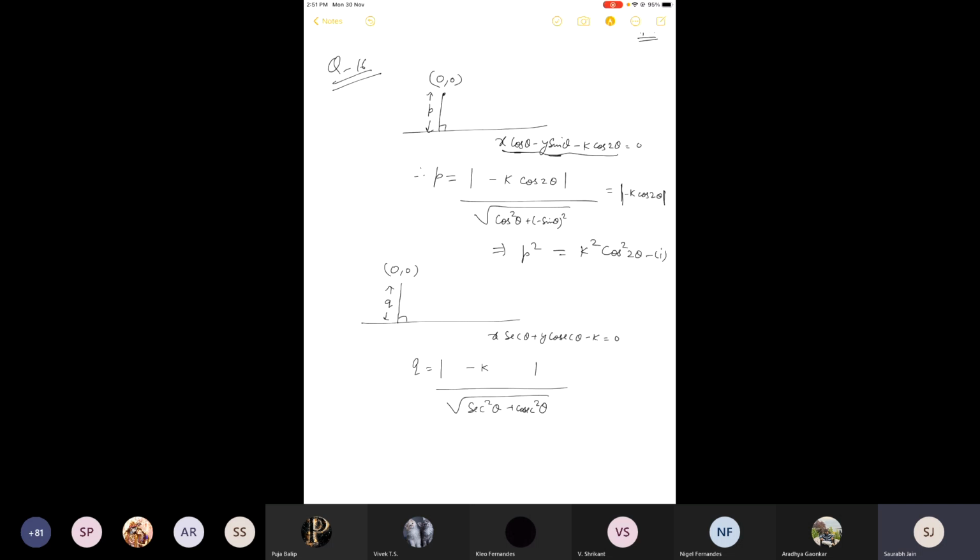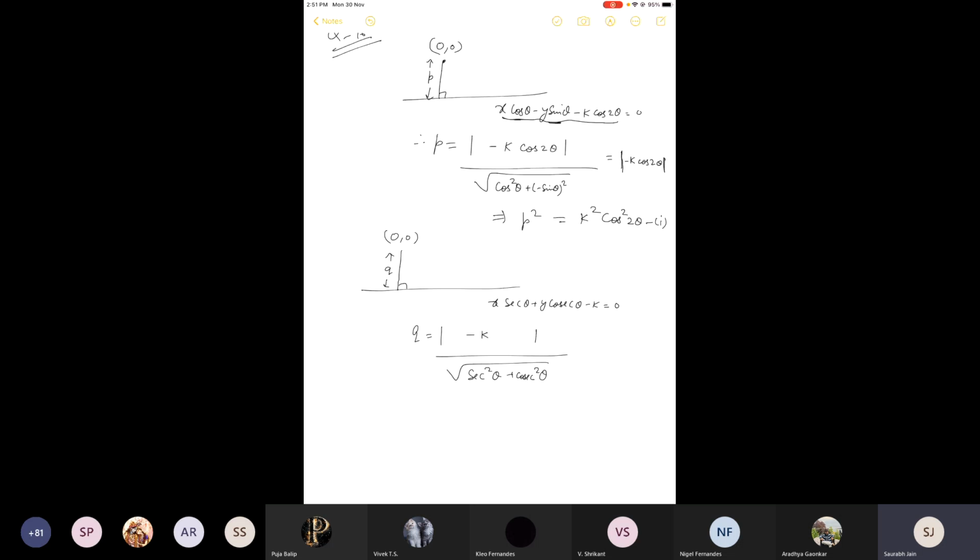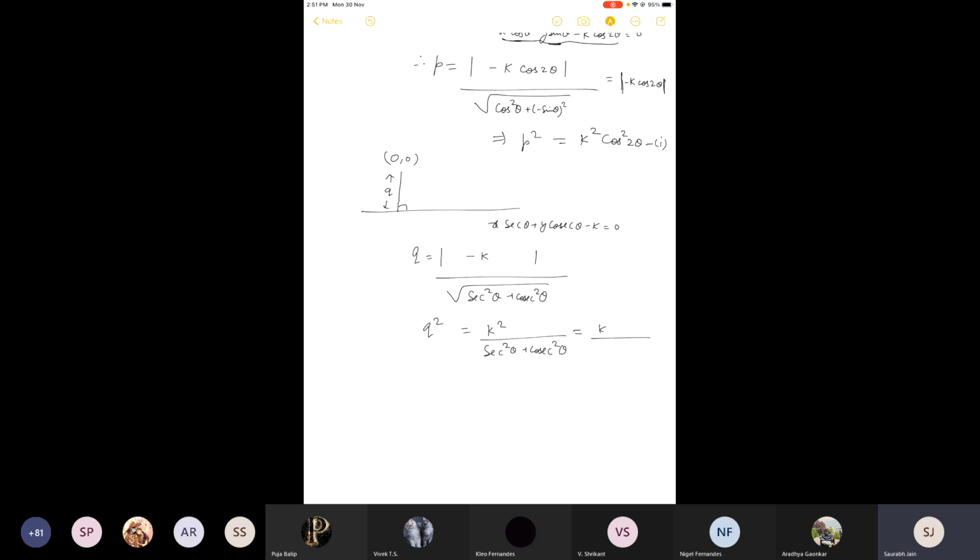Now if you look in the question, it is p square plus 4q square. So you square this first. This is k square upon sec square plus cosec square. You simplify this term, change it in sin and cos. 1 by cos square plus 1 by sin square. This is also an important question. Then you take the LCM. So this is sin square plus cos square. In the denominator it will be cos square into sin square.